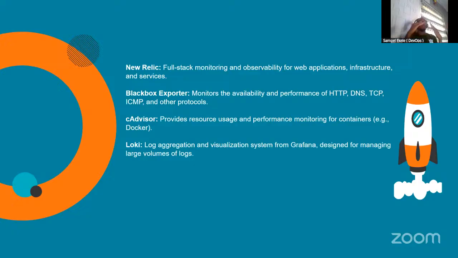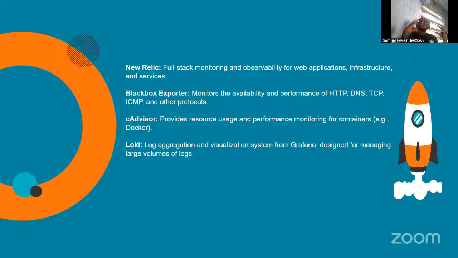cAdvisor is container-level monitoring, right? So if you are running a Docker container and you want to know what is happening within the Docker container, cAdvisor is what you use to monitor the container level, that particular container's logs and metrics, right? It will tell you how the container is performing, resource constraints of the container, everything about the container, to export it to Prometheus. And then we have Loki.